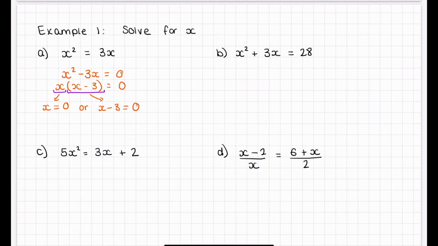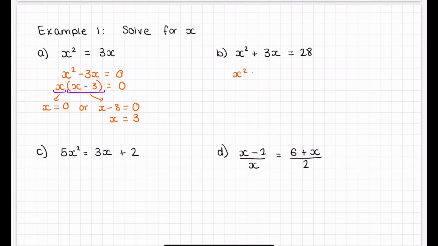When we find our two things that multiply together, we make two separate linear equations where both equal 0, and then we solve them. So the second one will have x equals 3. In this situation, for that quadratic of x squared equals 3x, x has to be 0 or 3 for it to work. Now let's have a look at b.